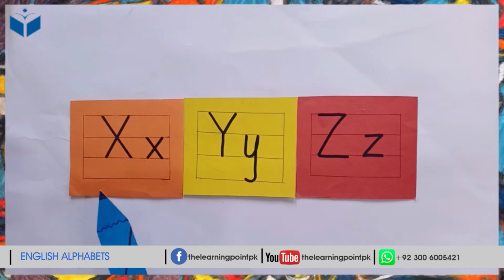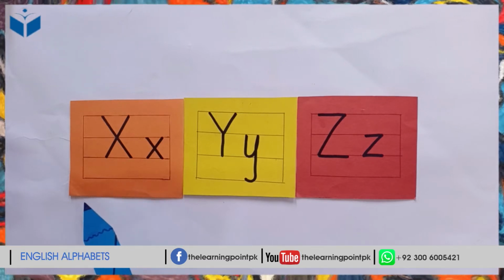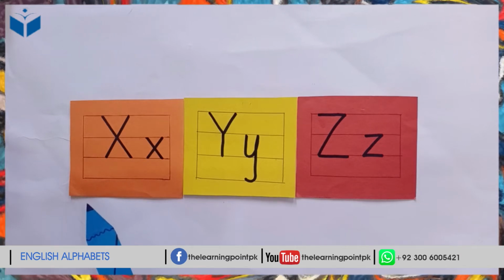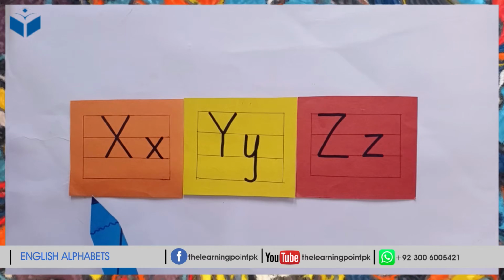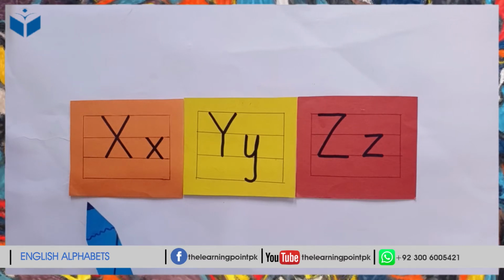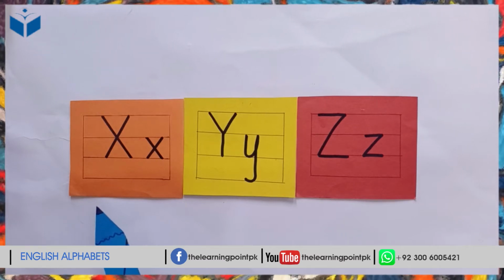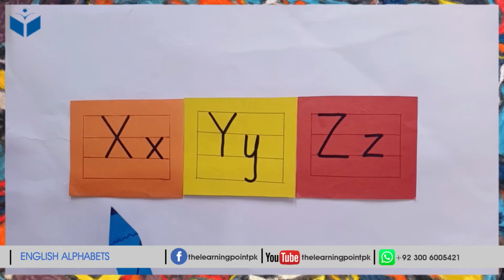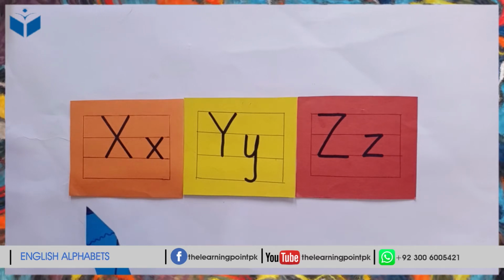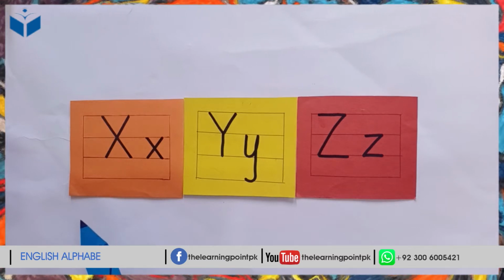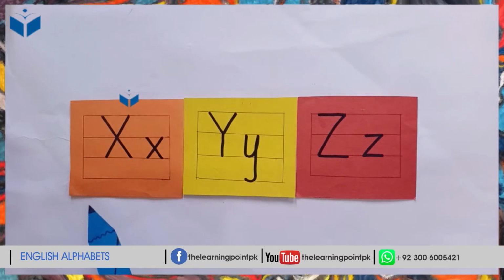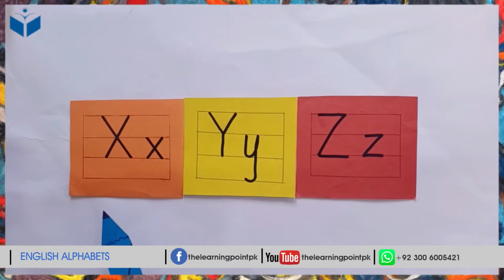X has 2 phonics. When something begins with letter X, X sound becomes Z sound. But when it comes in the center or at the end of the word, its sound becomes X. Okay? It has 2 sounds, Z sound and X sound.